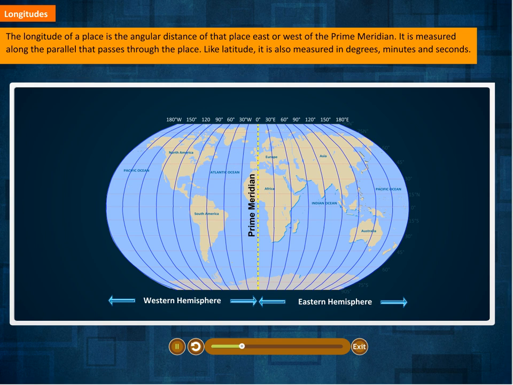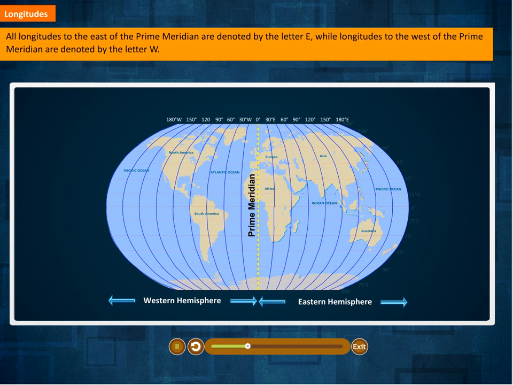The longitude of a place is the angular distance of that place east or west of the prime meridian. It is measured along the parallel that passes through the place. Like latitude, it is also measured in degrees, minutes, and seconds. All longitudes to the east of the prime meridian are denoted by the letter E, while longitudes to the west of the prime meridian are denoted by the letter W.